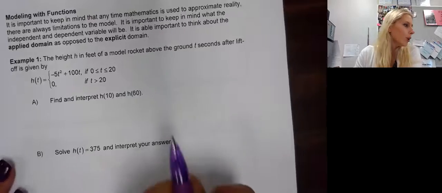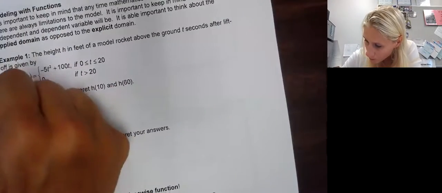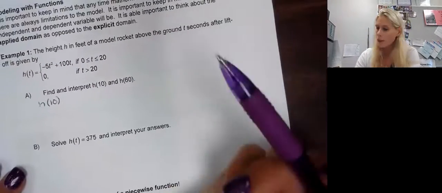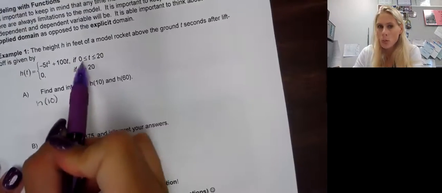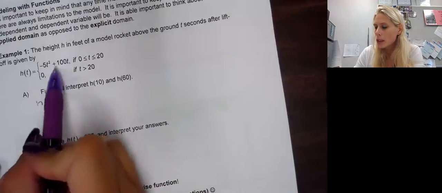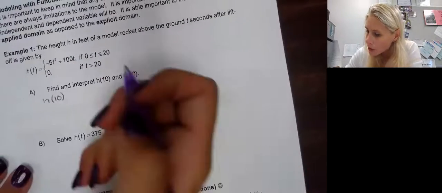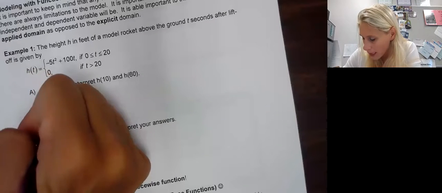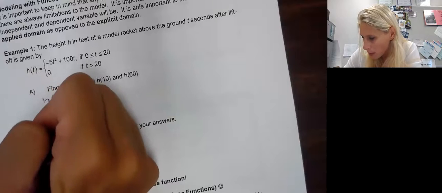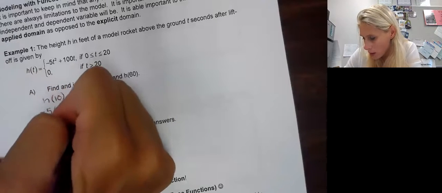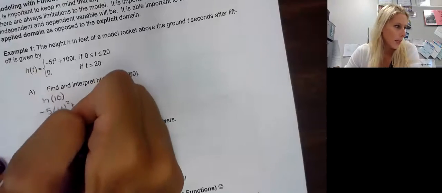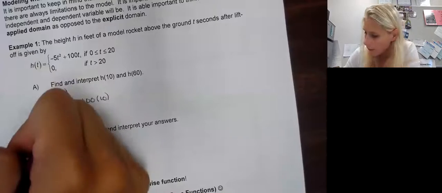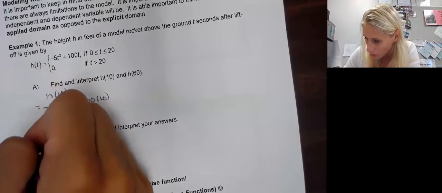So first of all, when you look at h of 10, you got to figure out which equation we are solving for. So as you can see, 10 is between 0 and 20. So we are going to use this first equation right here. So 10 is our t. So we get -5 times 10 squared plus 100 times 10. Okay, so when we actually evaluate that out, we get 500.